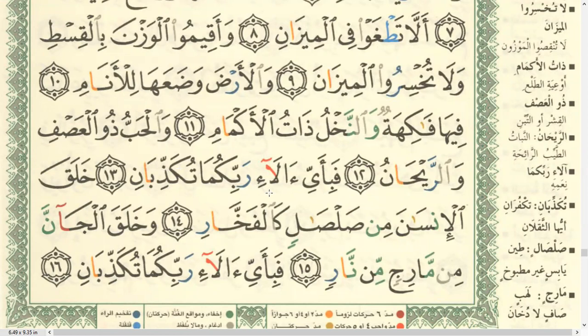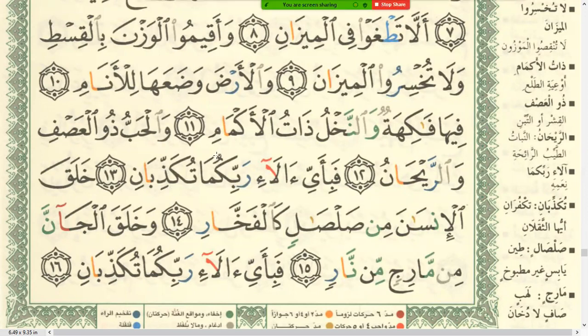Fabi ayyi ala rabbikuma tukazzibaan, so which blessings of your Lord you both will deny? Both means humans and jinn. So which bounties of your Lord you both will deny?